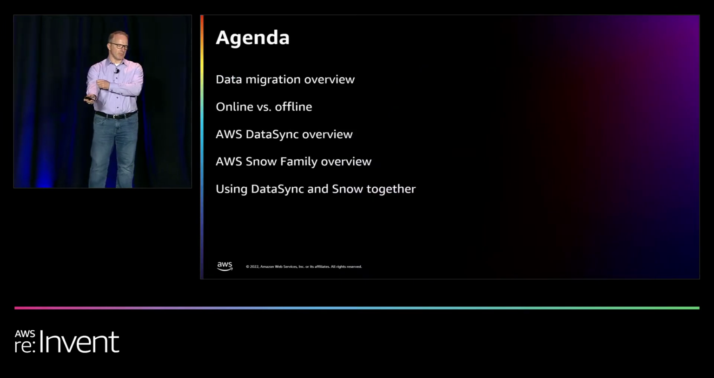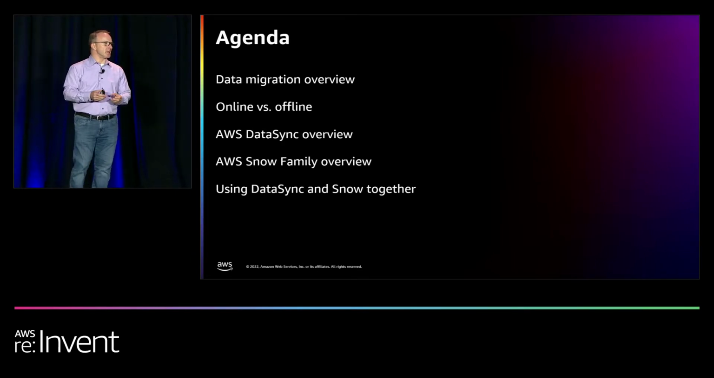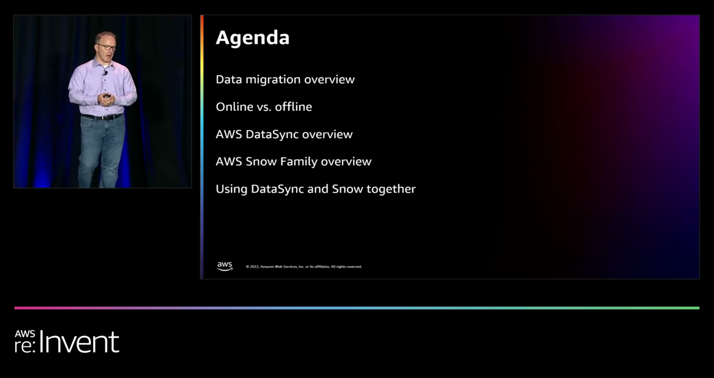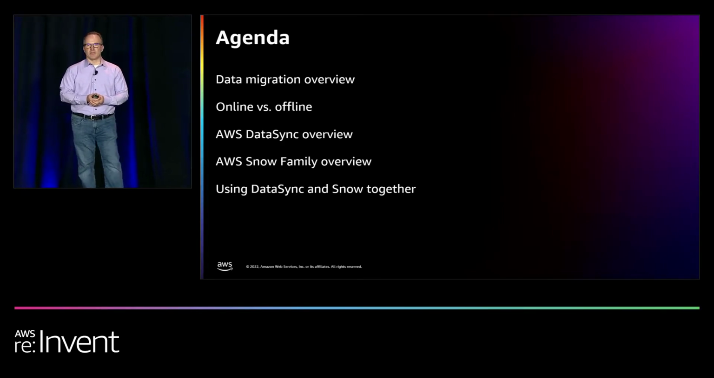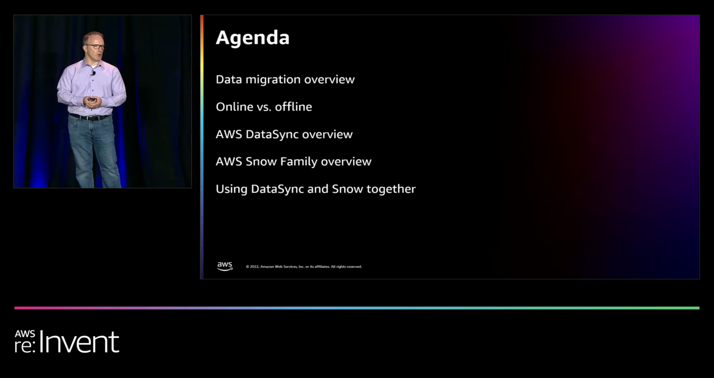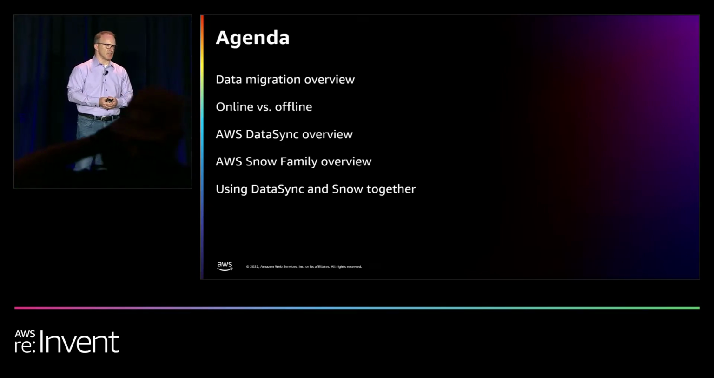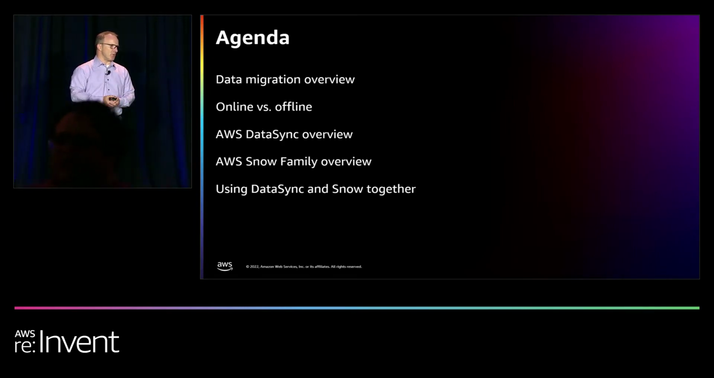So for an agenda, we'll start with a data migration overview. We'll then move on to some considerations between online and offline, some of the things you should consider when you're weighing the value of each. Then we'll dive into an AWS DataSync overview. We'll then move into a Snow family overview. And we'll finish the session by bringing both of these technologies together and show how you can leverage both in combination.